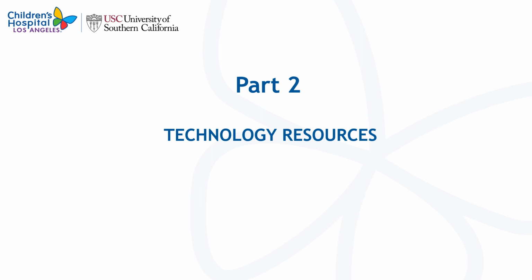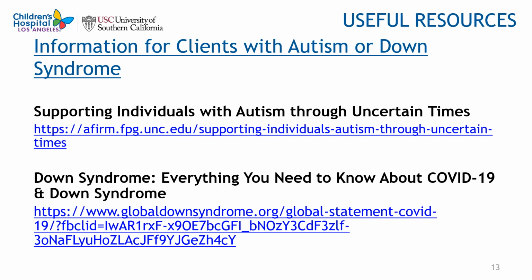In the second part of this session, we'll talk about technology resources. On this slide, there is information for clients with autism or Down syndrome. The first link is for supporting individuals with autism through uncertain times. And the second link on the slide is Down syndrome, everything you need to know about COVID-19 and Down syndrome.